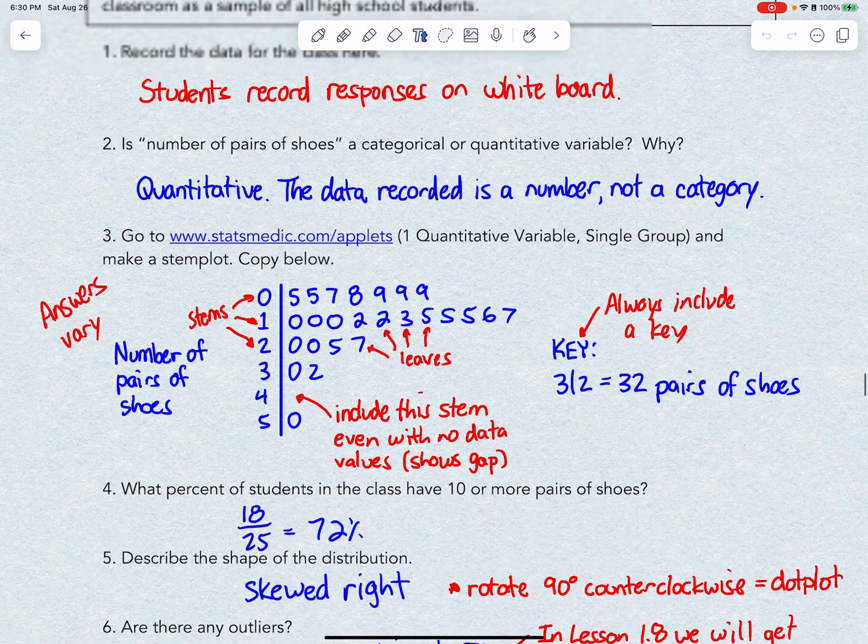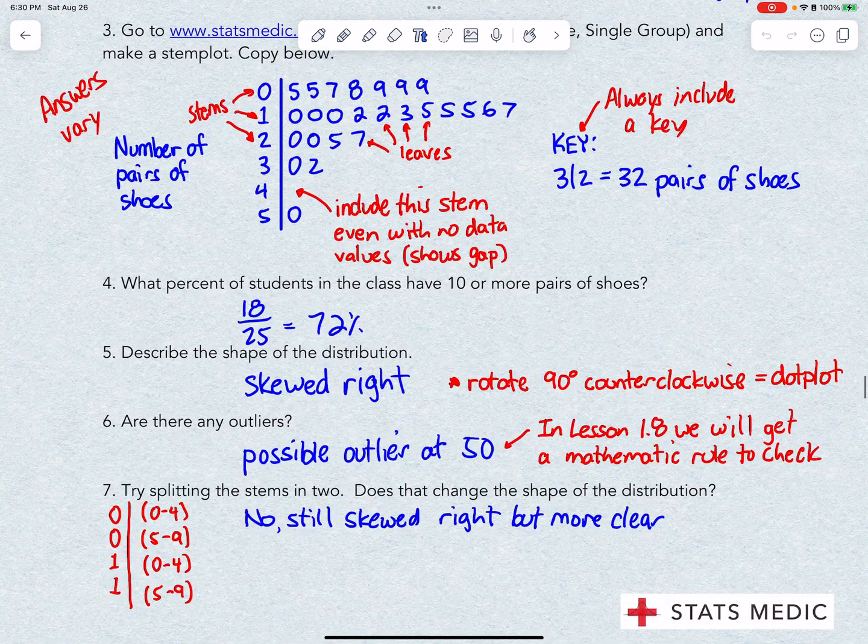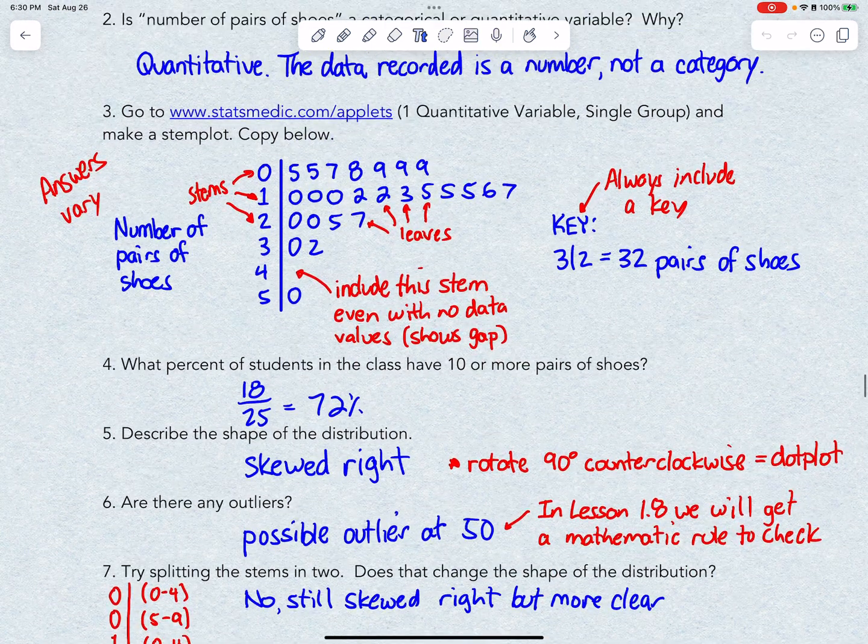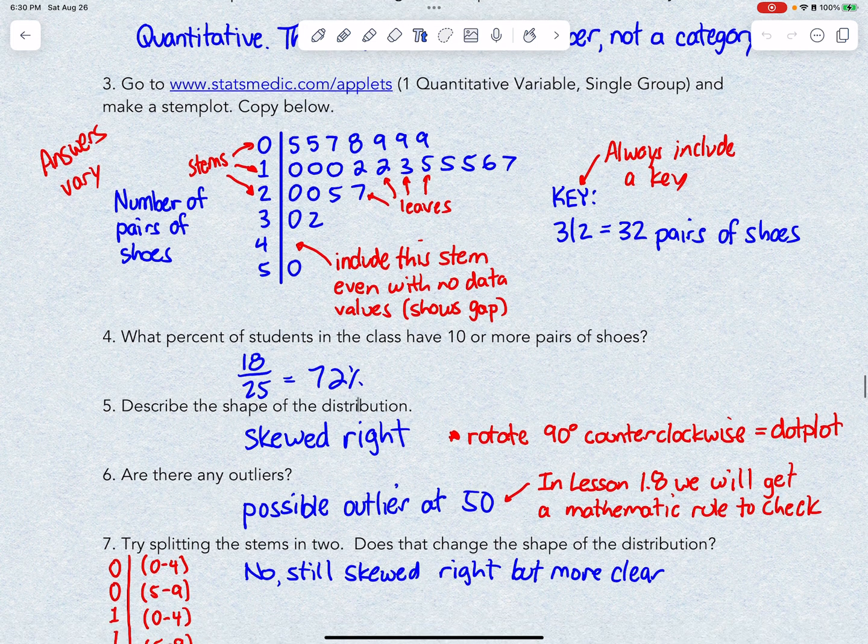Okay, so let's go ahead and read this question. It says, what percent of the class has 10 or more pairs of shoes? So 10 or more pairs of shoes, this here is 10. I'm going to count them all, and I get 18. There are 25 pieces of data, and 18 divided by 25 is about 0.72, which is 72%.